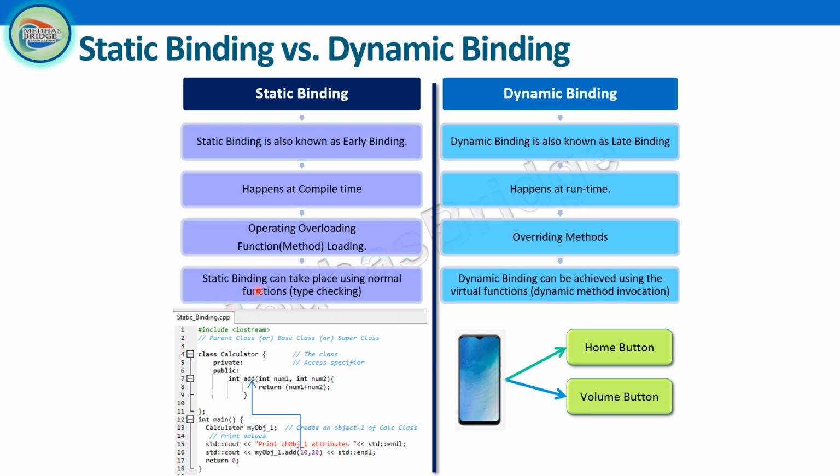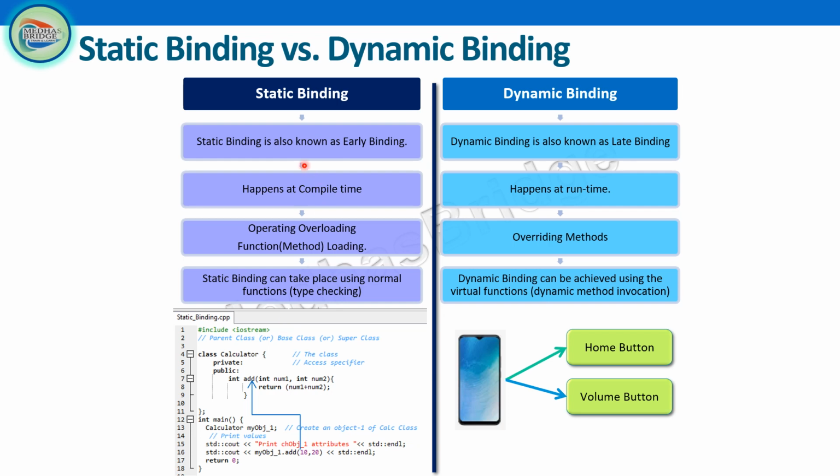Static binding can take place using normal functions, type checking, whereas dynamic binding can be achieved using virtual functions, overriding functions, dynamic method invocation, precisely we can call it. If we look at this example, which demonstrates in a simple way how static binding works.